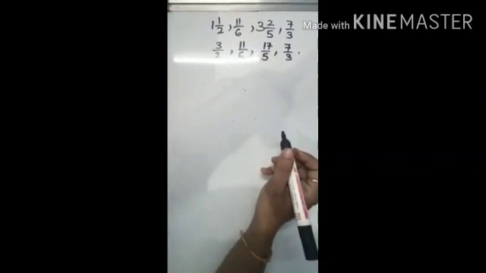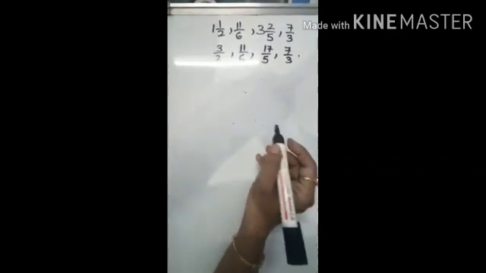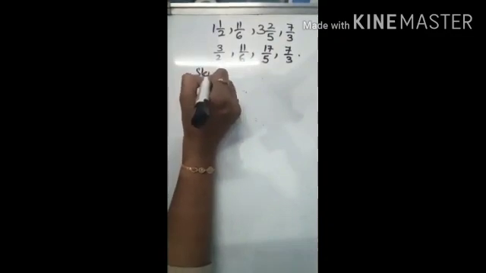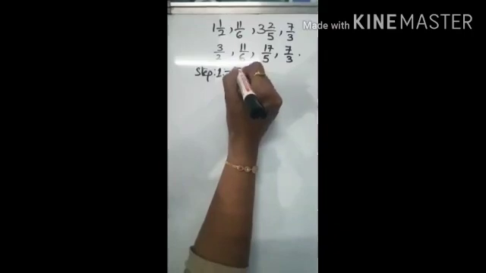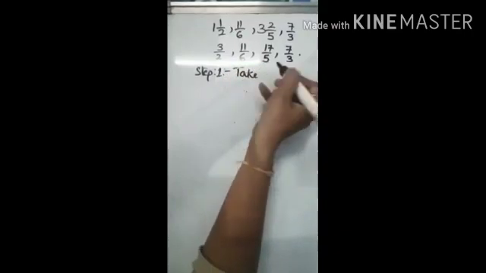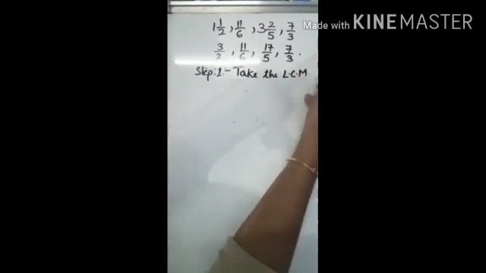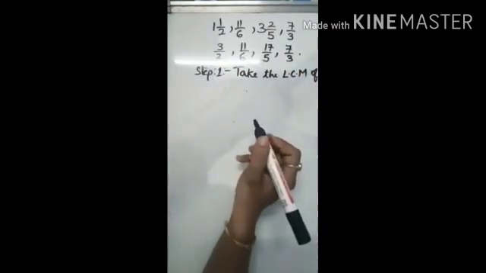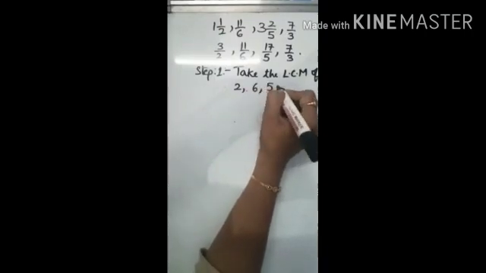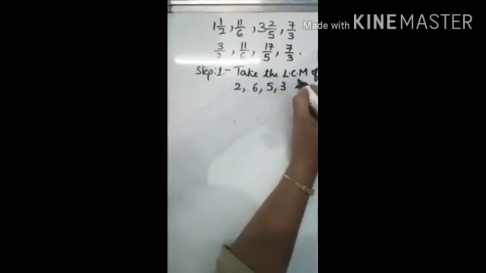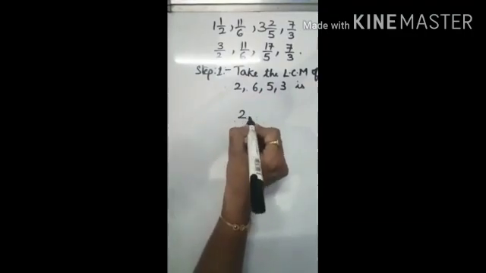Now all of these do not have the same denominator, so I have to make the denominators the same. So my step 1 will be making the denominator the same. For that I have to take the LCM of the denominators. What are the denominators? 2, 6, 5, 3. So the LCM of 2, 6, 5 and 3. Let us see.